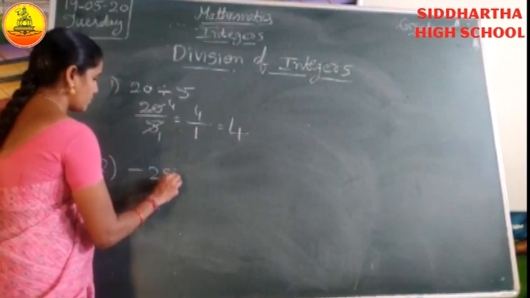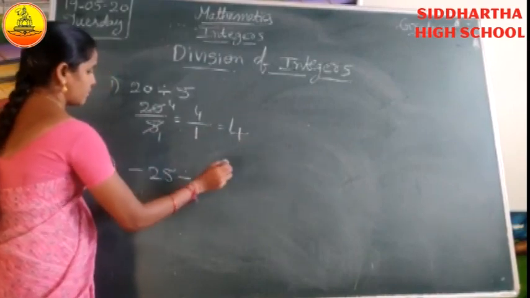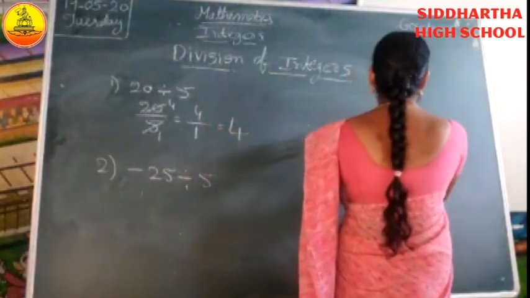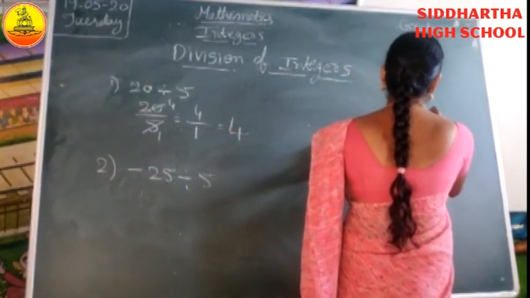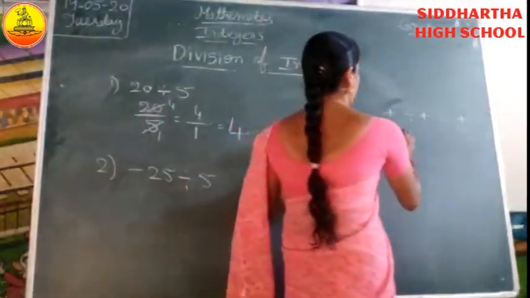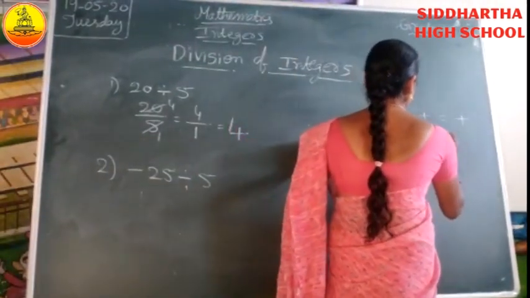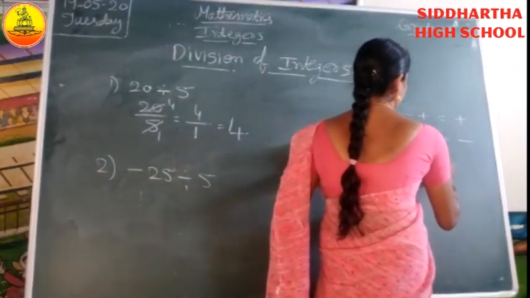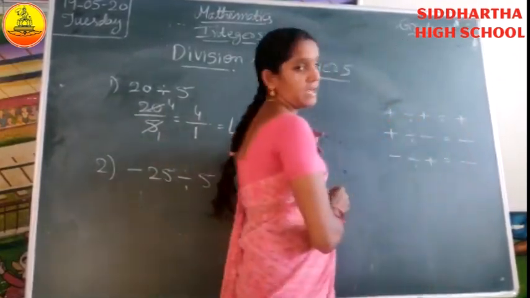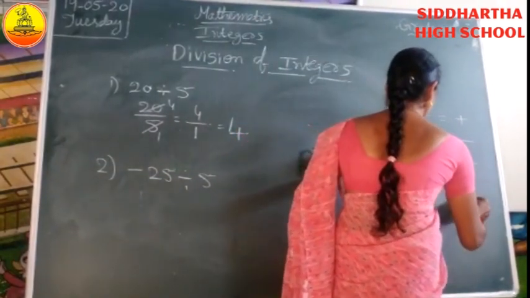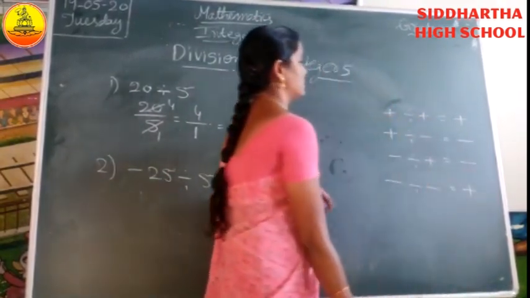Minus 25 divided by 5. Suppose plus divided by plus, then you keep the plus sign only. Plus divided by minus, then you have to keep minus. Minus divided by plus, then you have to keep minus. Minus divided by minus, then you have to keep plus.